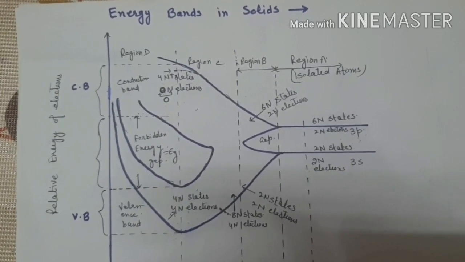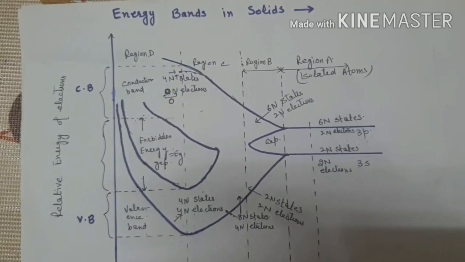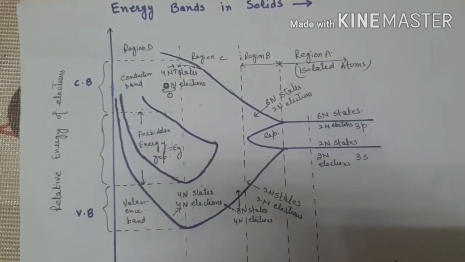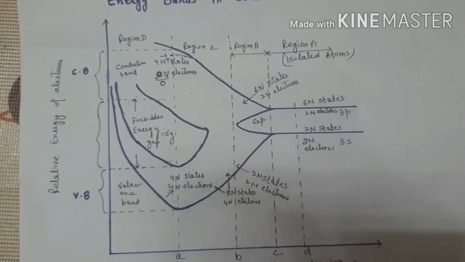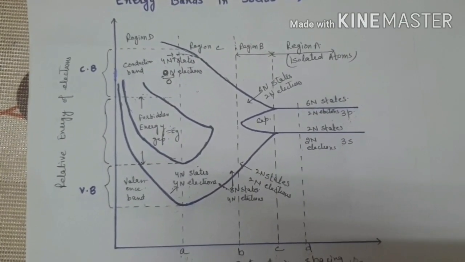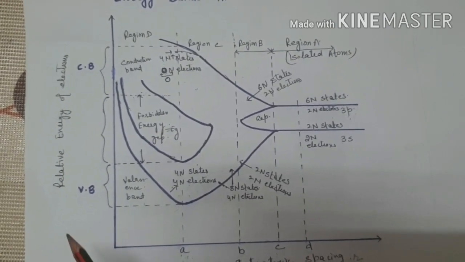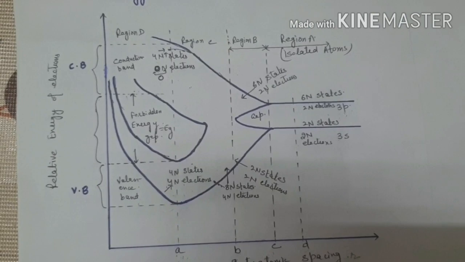So today our topic is energy bands in solids. For this article we will plot a graph. I plotted a graph between interatomic spacing, that is R, and relative energy of the electrons.